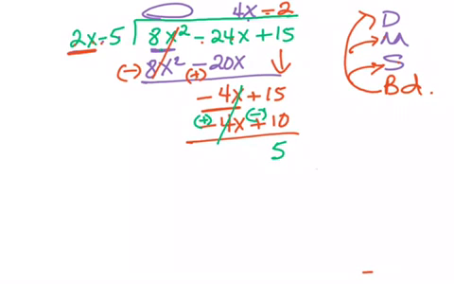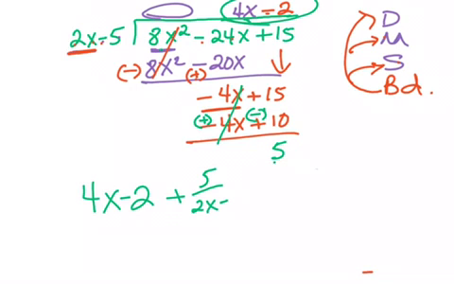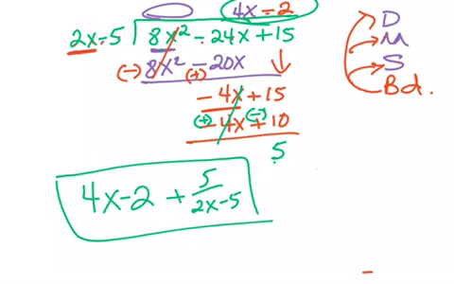My answer is, the quotient is 4x minus 2 with the remainder of, so I can say plus this little remainder, 5 over 2x minus 5. That's my answer. Isn't that fun? I think it's fun.